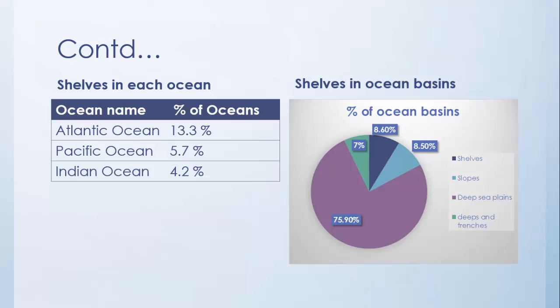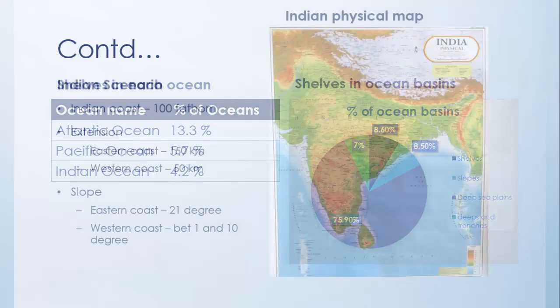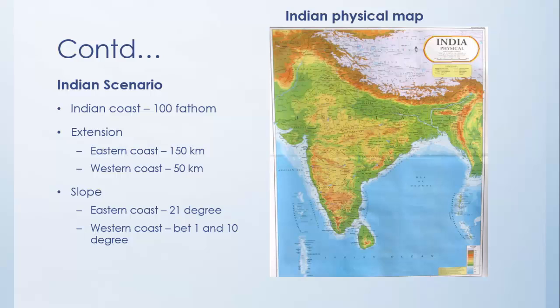Ocean basins constitute about 100%. In that, 75.90% is deep sea plains, continental shelves are about 8.60%, slopes are about 8.50%, and deeps and trenches are about 7%. Then we are going to see about the Indian scenario. The Indian coast average is about 100 fathom. The extension along the eastern coast is about 150 kilometer, that we could have studied.